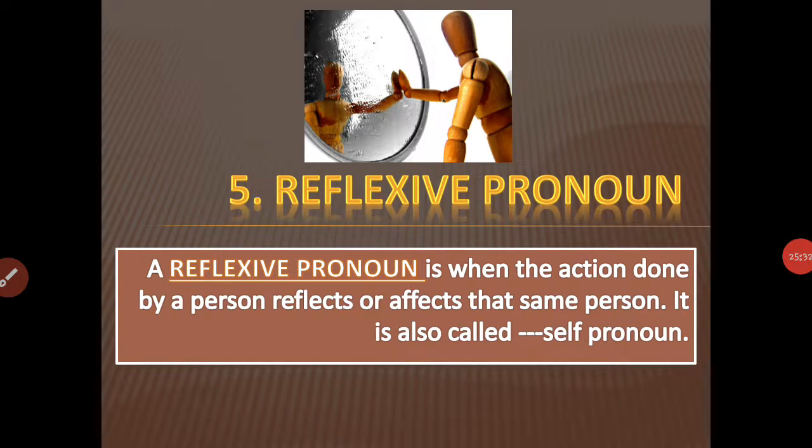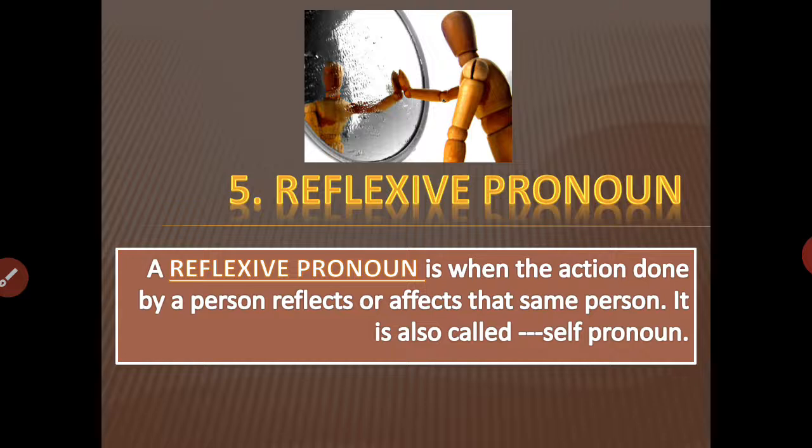Number 5, reflexive pronoun. A reflexive pronoun is when the action done by a person reflects or affects that same person. It is also called self pronoun. It works the same way the mirror does, meaning the action done by us is reverted on us itself.